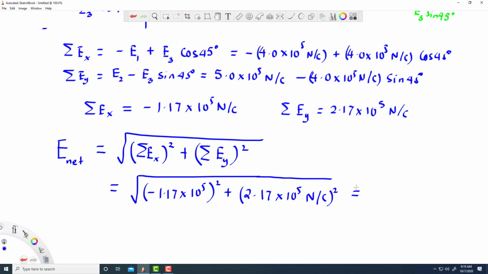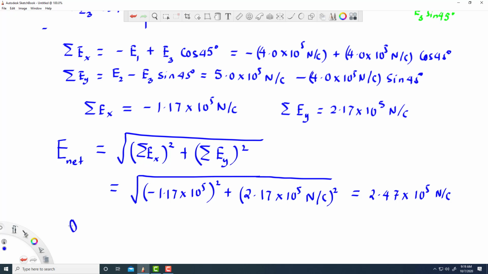Okay, if you do the math, you get 2.47 times 10 to 5 Newton per Coulomb. And we know that electric field is a vector quantity, so just finding the magnitude does not completely answer the question. So we also need to find the direction. To find the direction, we need to find the angle.